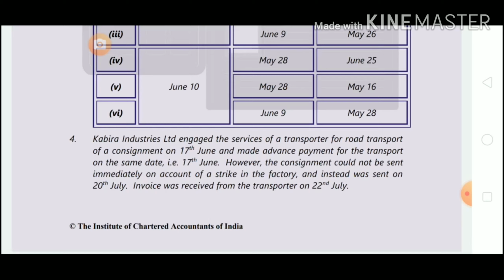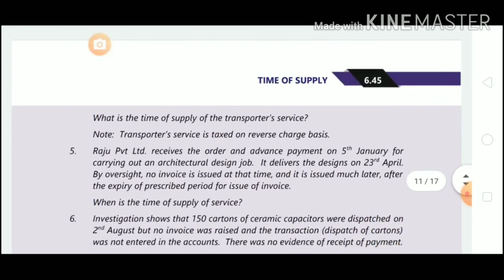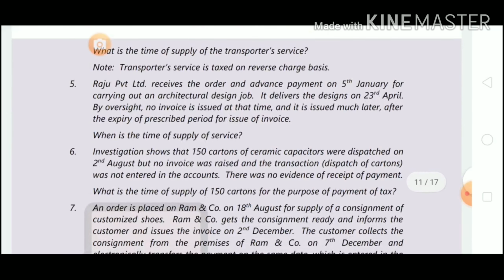Okay. Fifth one. Raju Private Limited receives the order and advance payment on 5th January for carrying out an architectural design job. It delivers the design on 23rd April. By oversight, no invoice is issued at that time and it is issued much later after the expiry of the prescribed period for issue of invoice. When is the time of supply of service?